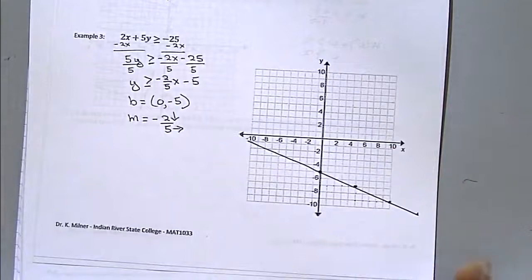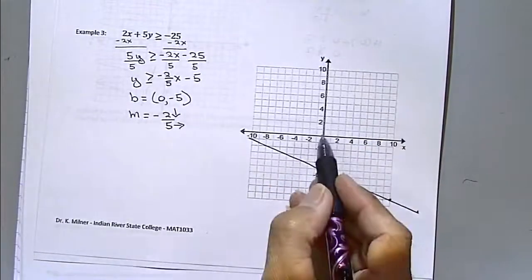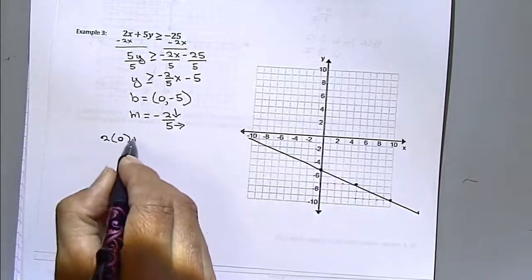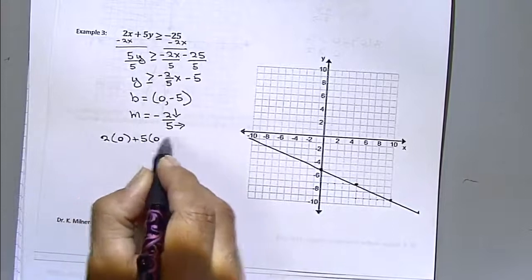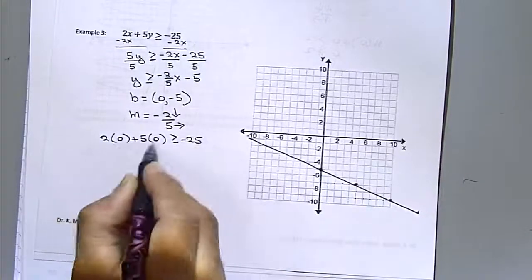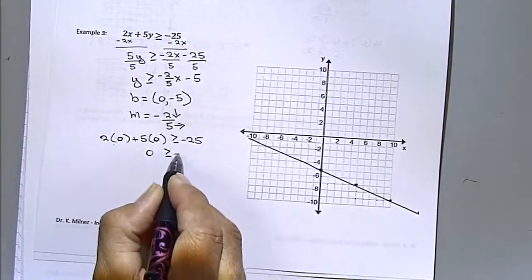And now I have to say, do I go over here on the top of it or on the bottom of it? Well, look at that point 0, 0. It's easy to check it. I say 2 times 0 plus 5 times 0 is greater than or equal to a negative 25. Well, that's 0 plus 0, isn't it? 0 is greater than or equal to a negative 25.